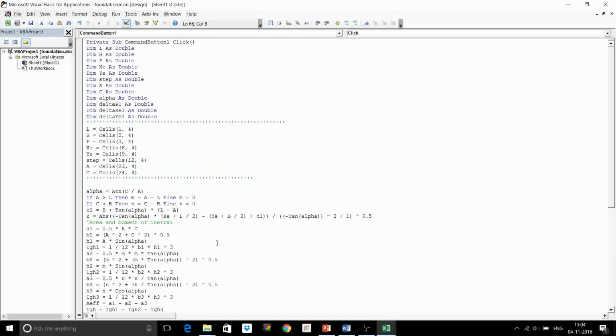So I have to run this loop as many times as needed. So for I equal to 1 to say 1 lakh. 1 lakh is not required. When our solution has converged, we are going to get out of this loop.